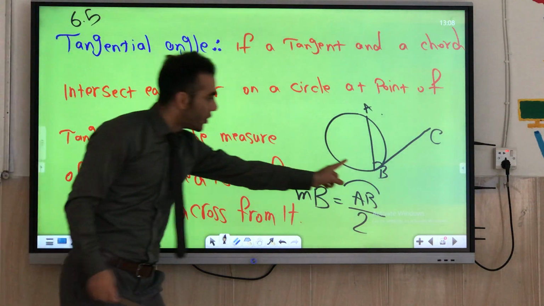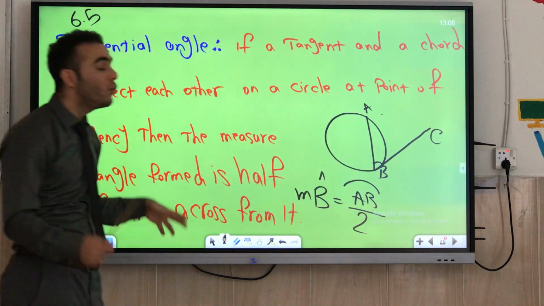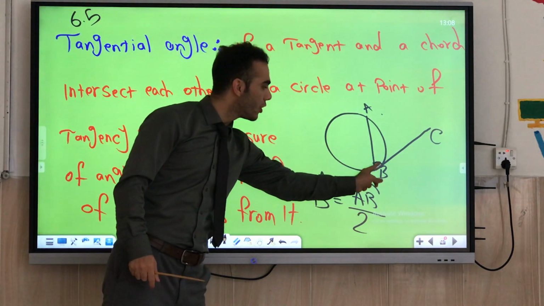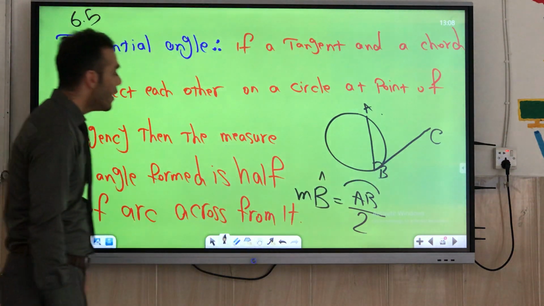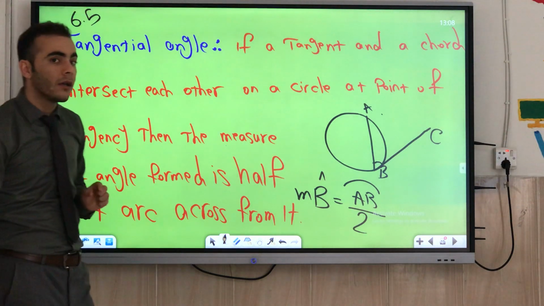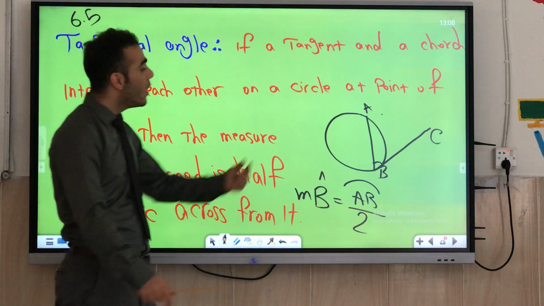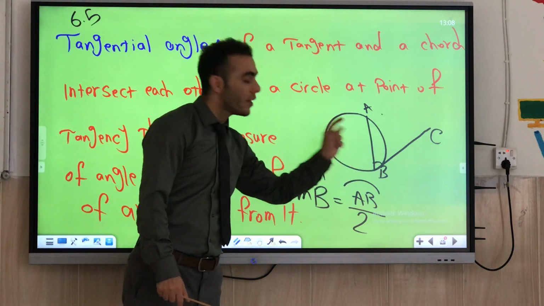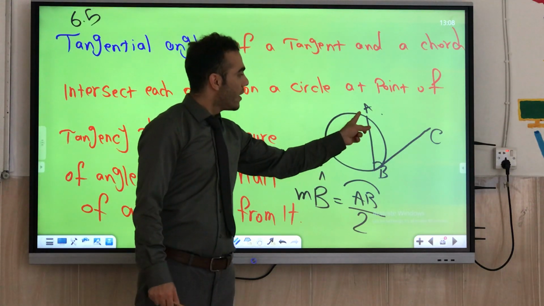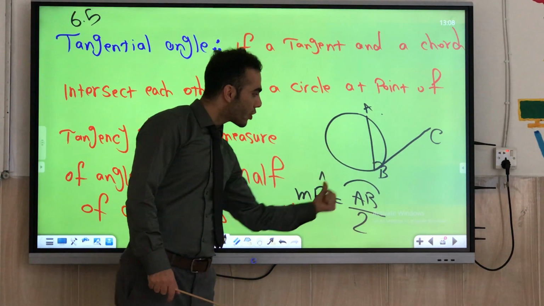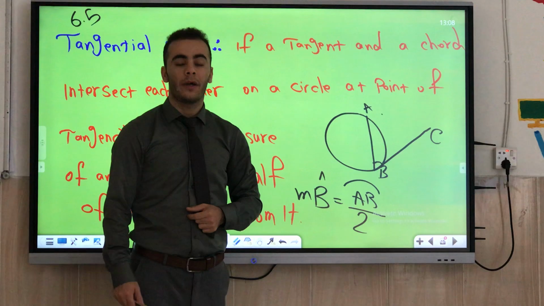That is the point of tangency. When they intersect each other, they form an angle that we call a tangential angle, which is angle D. And the measure of a tangential angle is always equal to half of the arc across from it, which means arc AB divided by 2 is equal to the measure of our tangential angle.